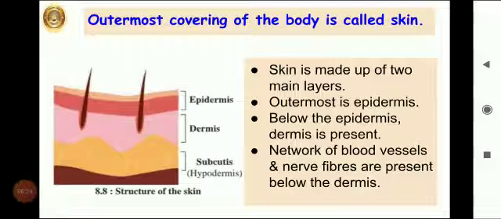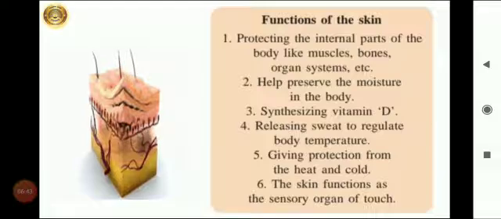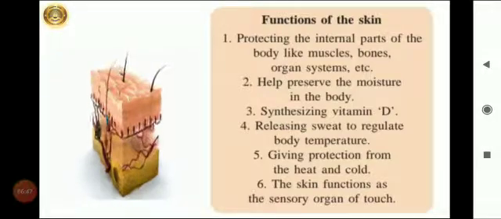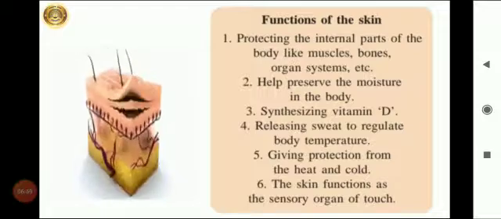Below the dermis, there is a network of blood vessels and nerve fibers. The subcutaneous layer under this network maintains normal body temperature. The epidermis has various layers. Students, here in this picture you can easily see the network of blood vessels and nerve fibers.